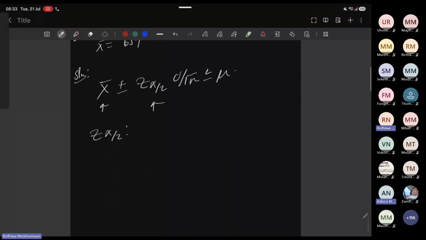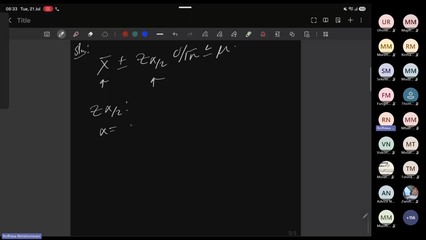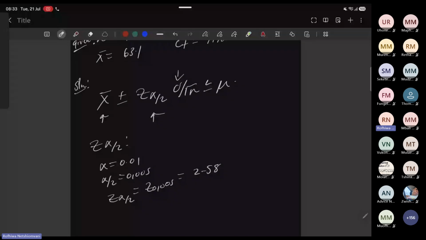CI is 99%. We already done that, so we know that alpha is 0.01. Alpha divided by 2 is 0.005. Z alpha divided by 2 is Z 0.005, which we said is 2.58. Now, sigma, we'll go to the next letter. Sigma, that's given. N is given. It doesn't need to be given. So this takes us to x bar.